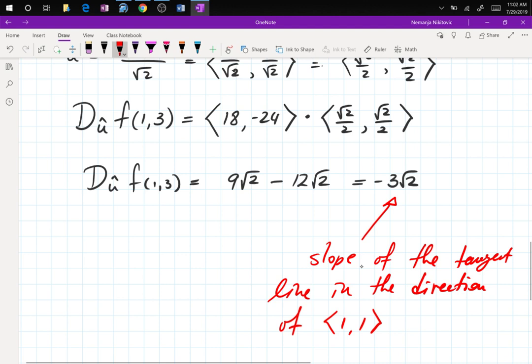So if you look at the tangent line, the tangent line in the x direction will have an increase, and that increase is at the slope 18. The y direction has a decrease in a slope of negative 24. And then in the direction 1, 1, at the same point, you have a decrease, which is the slope of negative 3 root 2.